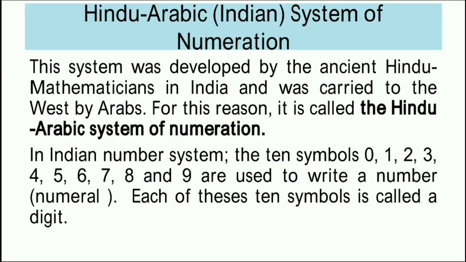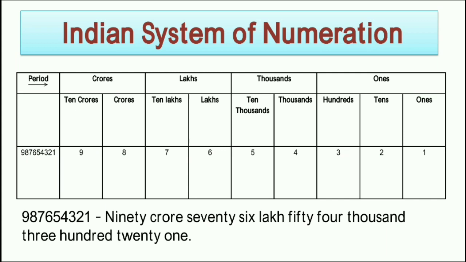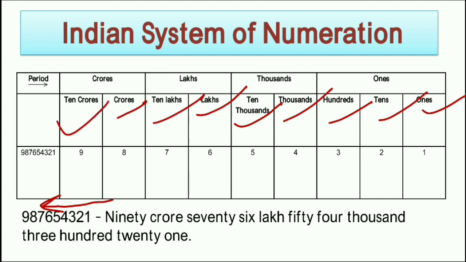So we have understood this. Now we are talking about the Indian system of numeration. Suppose I take this number. If I say read this number, what is written here, numerate this number, then what will you do? Obviously you will start reading from right to left. How? Ones, tens, hundreds, thousands, ten thousands, lakhs, ten lakhs, crores, ten crores.